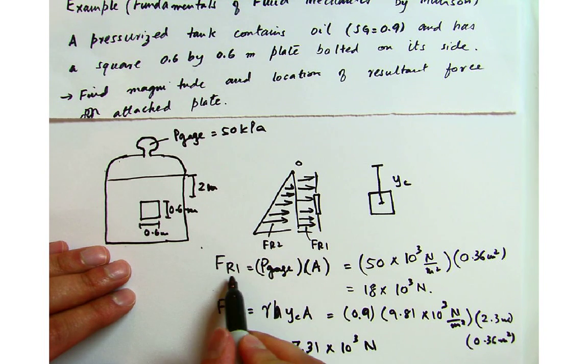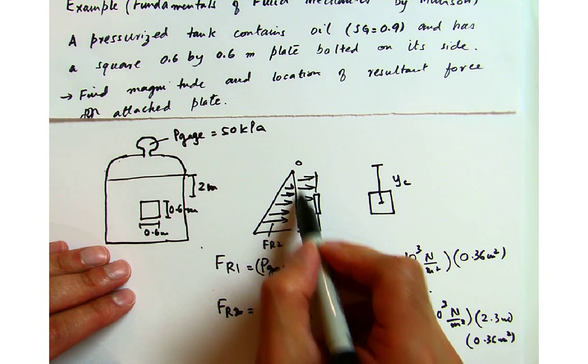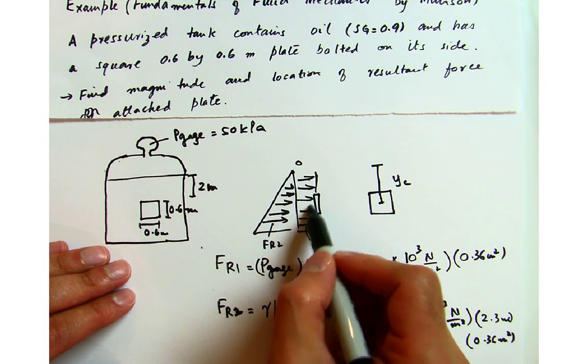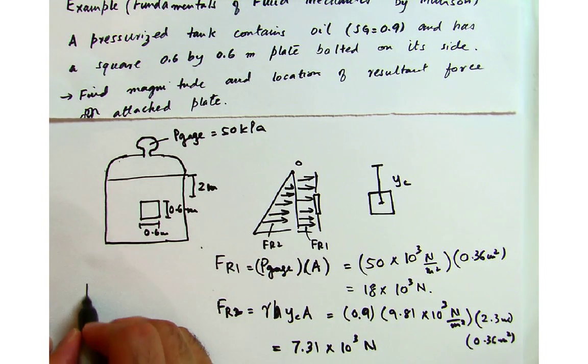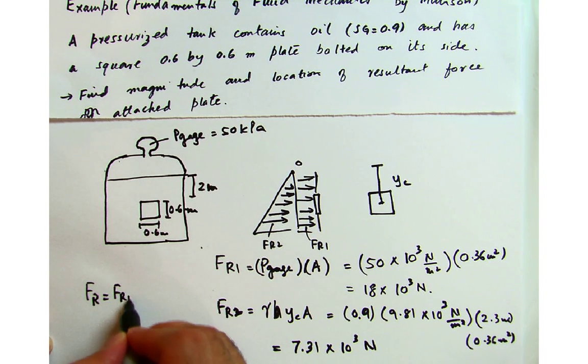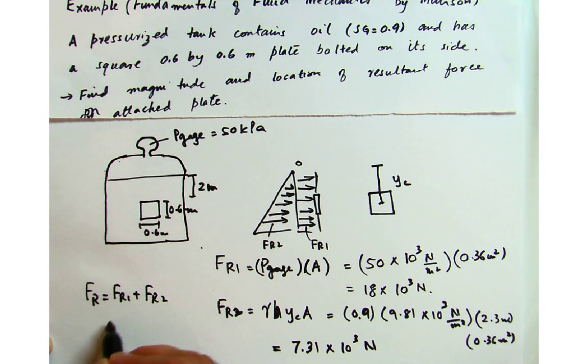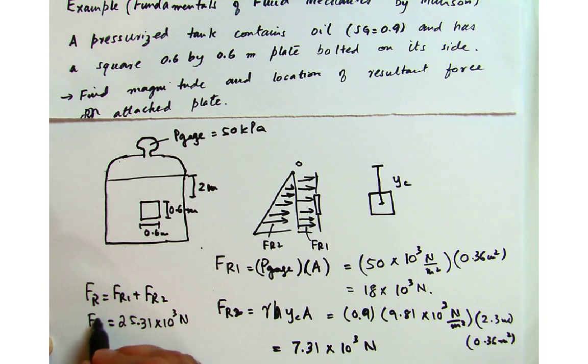So I have FR1, which is representing this pressure, and FR2, which is representing this pressure. So the total force acting on this plate is FR1 plus FR2. I add these two up, and this gives me 25.31 into 10 raised to power 3 newtons. So this is my resultant force.